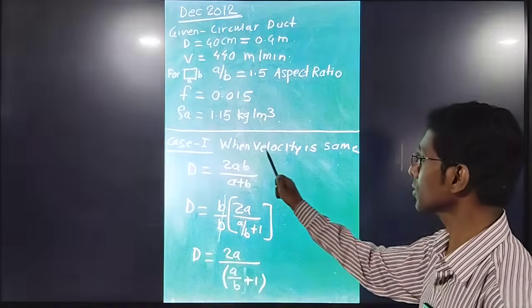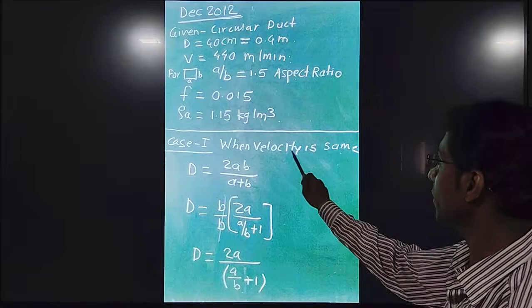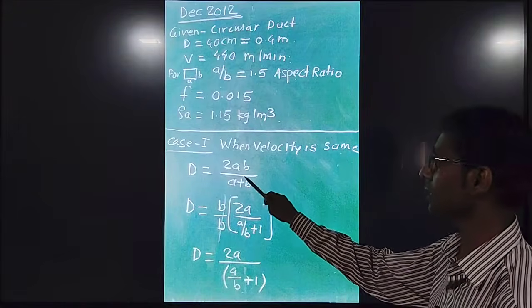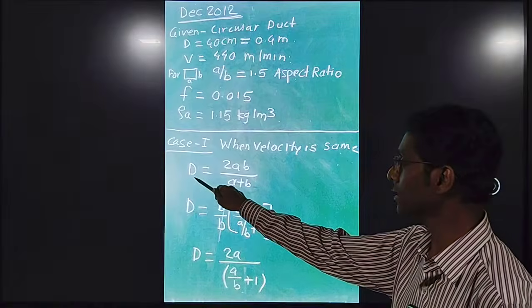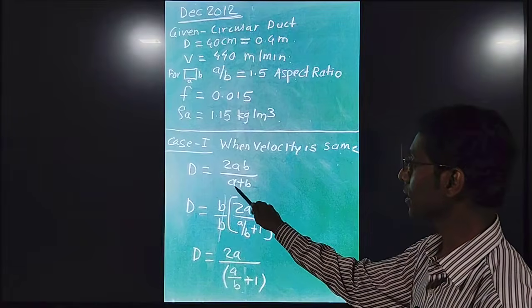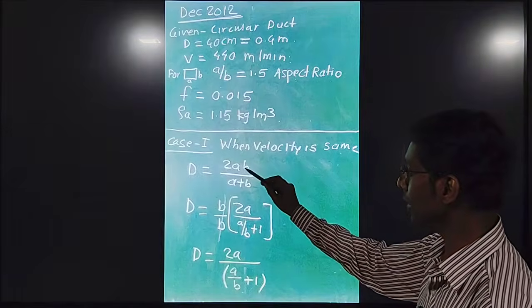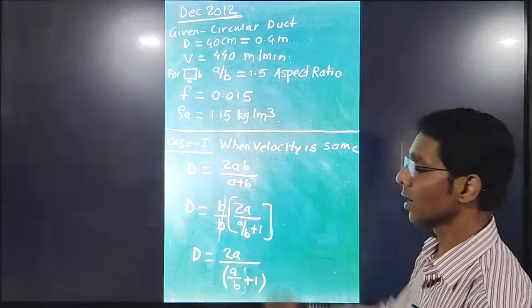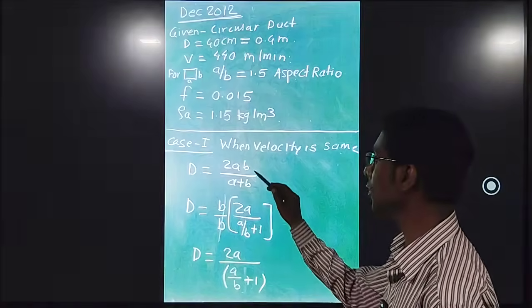First we will do the calculation for case 1, that is when the velocity is the same. When the velocity is the same, this is a standard formula we find from the derivation, that is D is equal to 2AB divided by A plus B. Now here we have to obtain the values of A and B, and both are unknown. So we have to eliminate one of them.